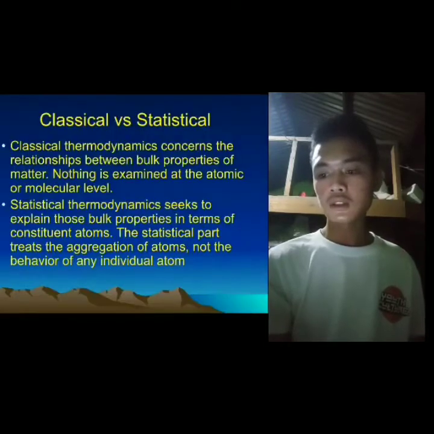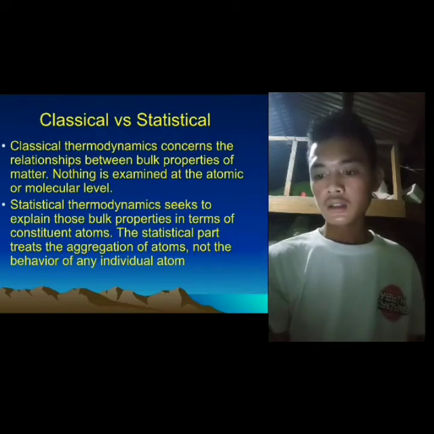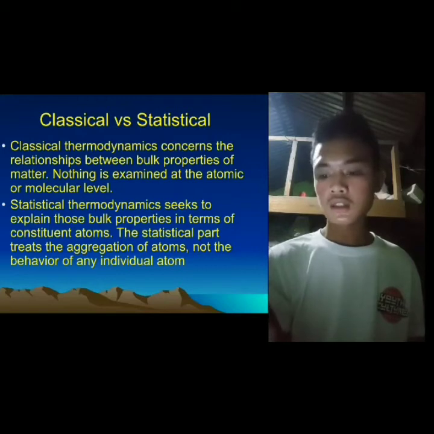Classical versus statistical. Classical thermodynamics concerns the relation between bulk properties of matter. Nothing is examined at the atomic or molecular level. Statistical thermodynamics seeks to explain those bulk properties in terms of constituent atoms. The statistical part treats the aggregation of atoms, not the behavior of any individual.